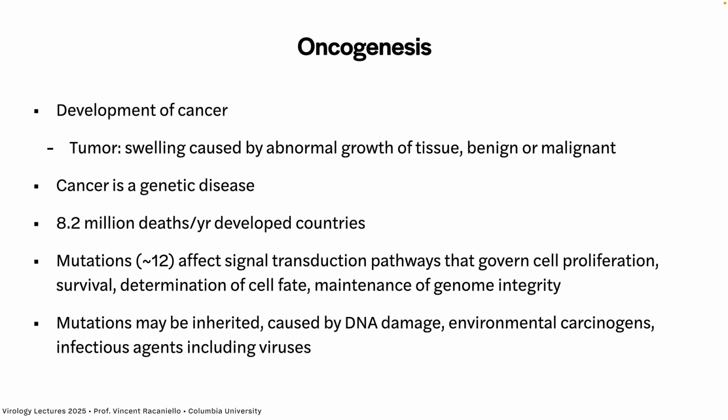Cancer is a genetic disease. You will see aspects of that today. About 8 million deaths per year in developed countries. We don't know the actual cancer rate because healthcare systems in many countries are not good enough to report all the cancers that are occurring. And I said it's a genetic disease. You need about 12 mutations in a variety of genes that control cell division, cell survival, maintenance of genome integrity, which means error correction. You need about 12 mutations, and a cell will become a cancer cell.